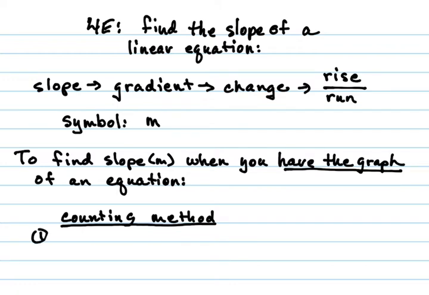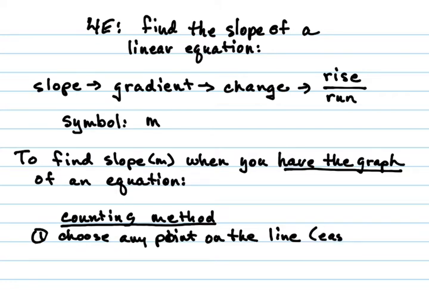So the first thing is choose any point on the line. It does not matter which point you choose as long as it's easy to measure. So you don't want to choose a point on the line that's between the lines. You want to choose a point where the graph lines are intersecting, right? So that it's easy to read. So make sure that it's easy to read.